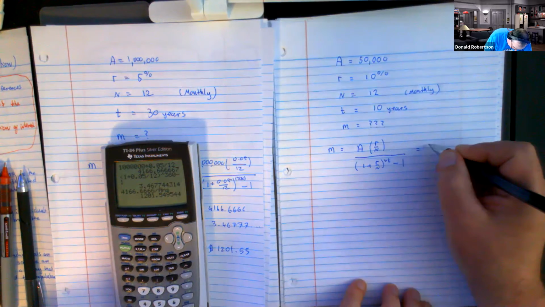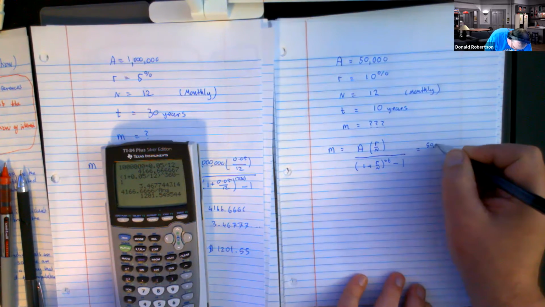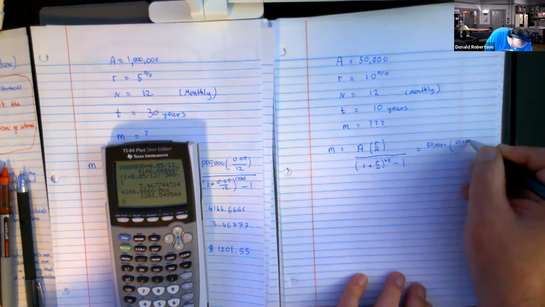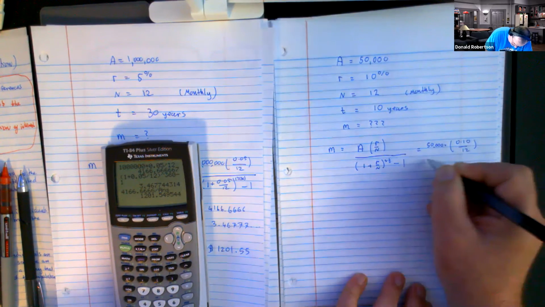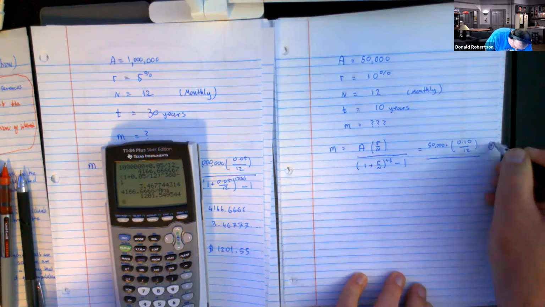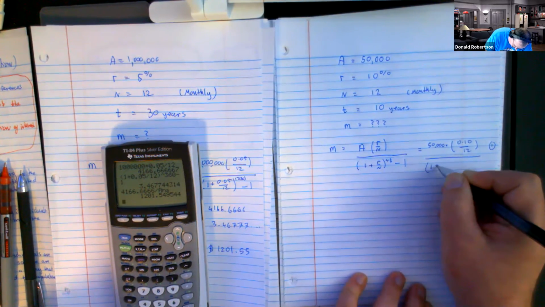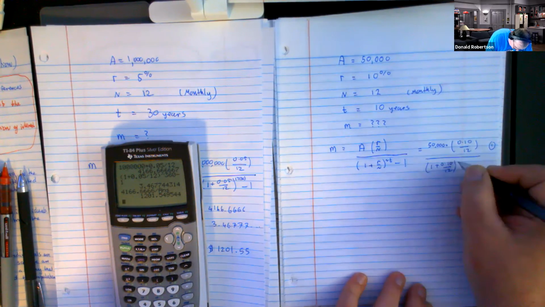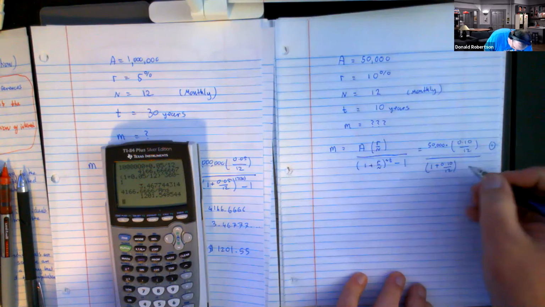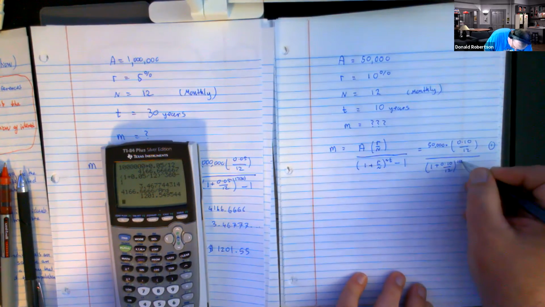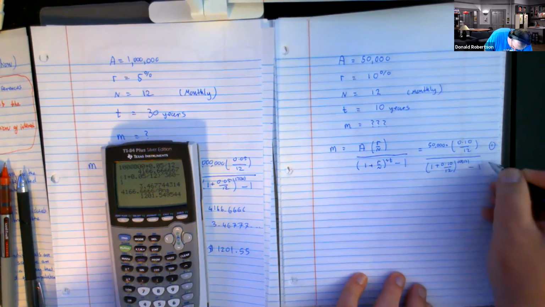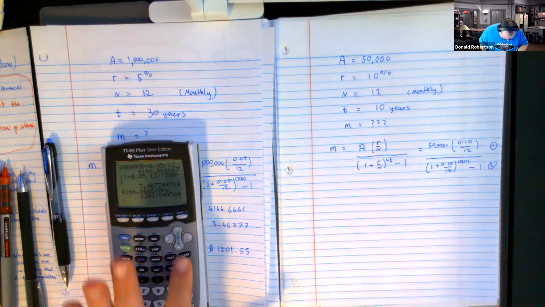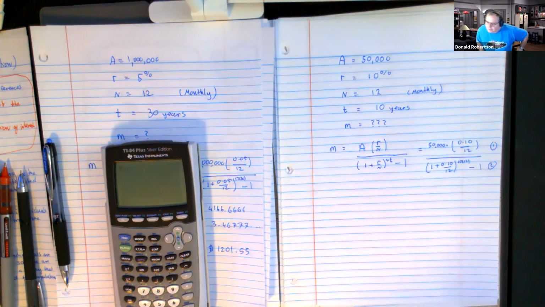In this story then, it's going to be 50,000 times 10% divided by 12. That's the top answer. I'm going to call that guy 1. And on the bottom, it's going to be 1 plus 10% over 12 raised to the power 10 times 12, take away 1. And that I'm going to call 2. Okay, I've done the start. Go for it. Finish it.